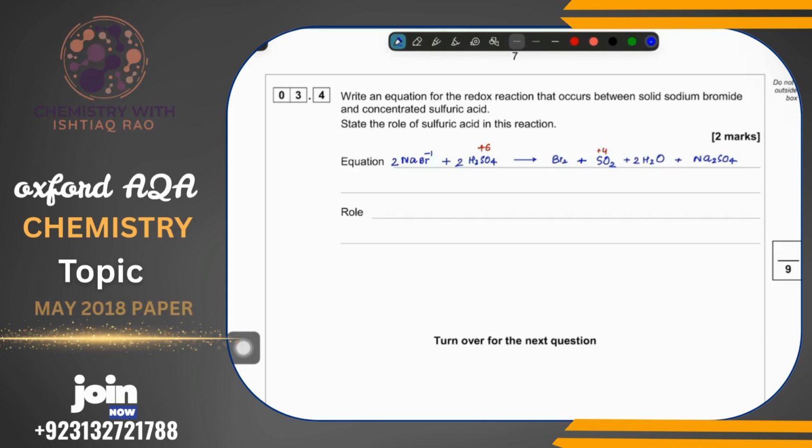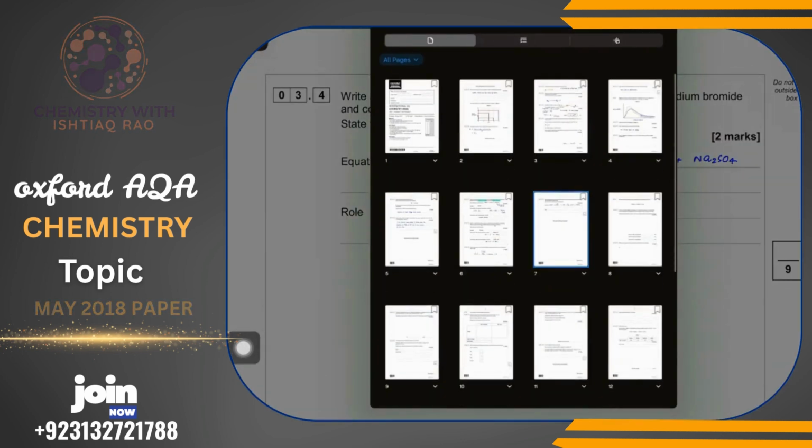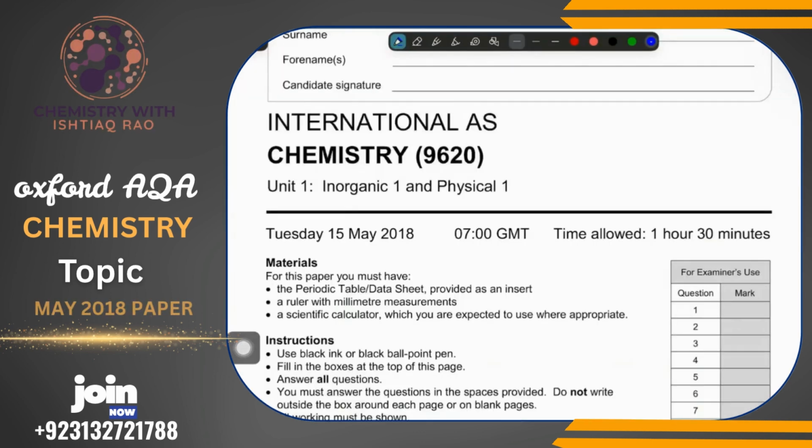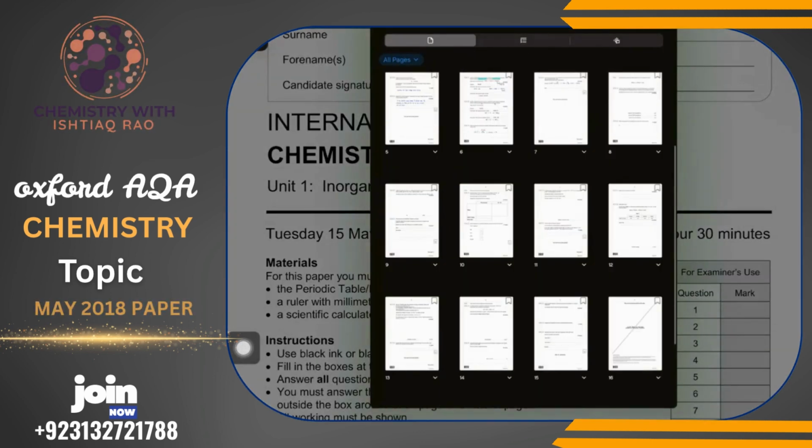Okay. Sulfuric acid would be an oxidizing agent then. Yes. Okay. The mark scheme also has this answer. How did they write it? The mark scheme. Do you have this? I don't. What paper is this? I think this is May 2018.